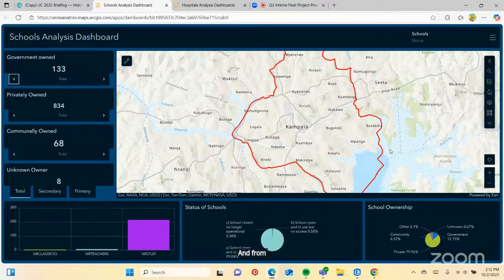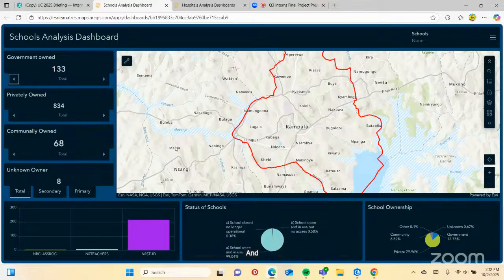And from this analysis, I realized that 133 are government-owned schools, privately owned schools are 834, and communally owned schools are 68. Not forgetting there are some whose owners are not known, which are just 8.